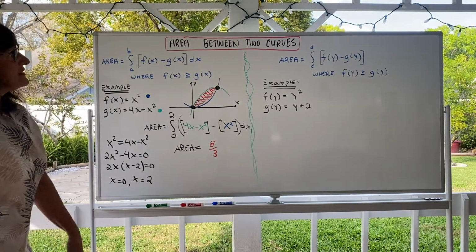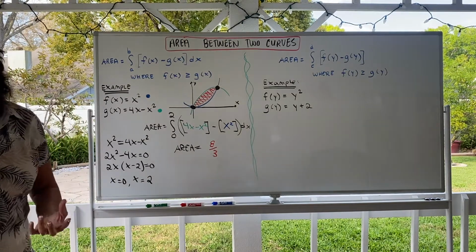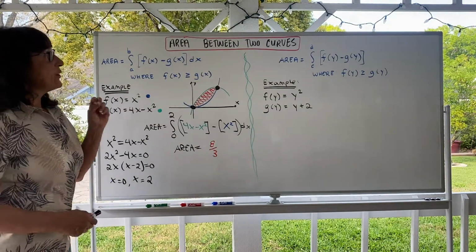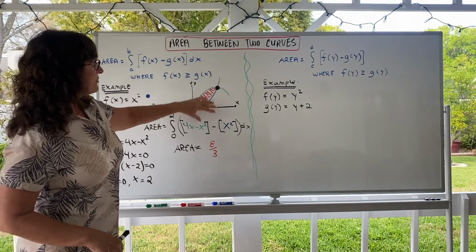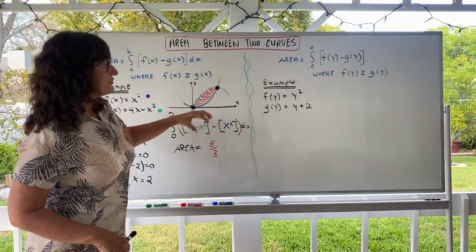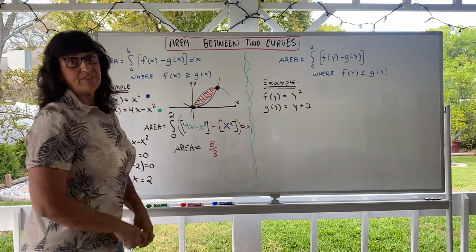So let's take a look at the example over here. What if you're given an equation with y's in it, in terms of y? So how would we handle this? Okay, so now instead of having a vertical representation, pretty much like we did the top curve minus the bottom curve, this is going to give us more of a horizontal representation.